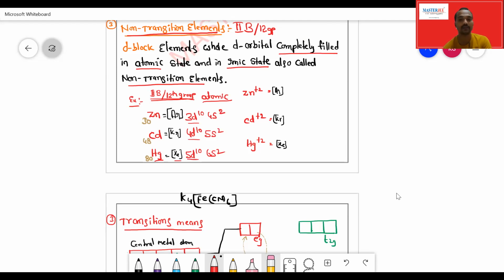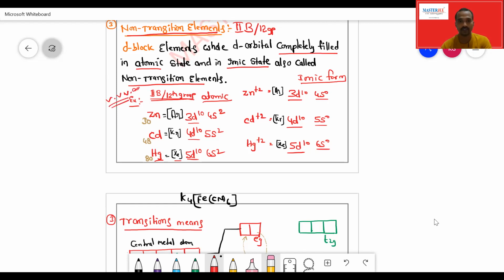There is no unpaired electron here. Next, ionic forms. After losing 2 electrons, zinc is argon 3d10 4s0, cadmium is krypton 4d10 5s0, mercury is xenon 5d10 6s0. So Zn2+, Cd2+, Hg2+ all have completely filled d orbitals, that means no unpaired electron. That's why these second B or 12th group elements do not show any transition. This is very important.